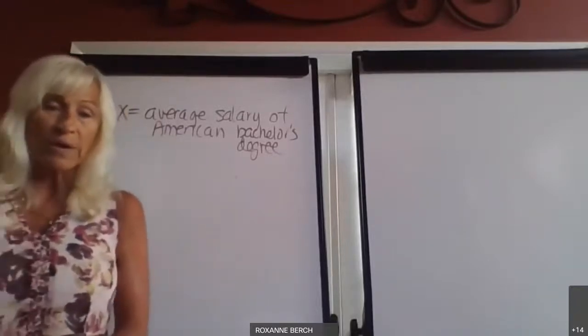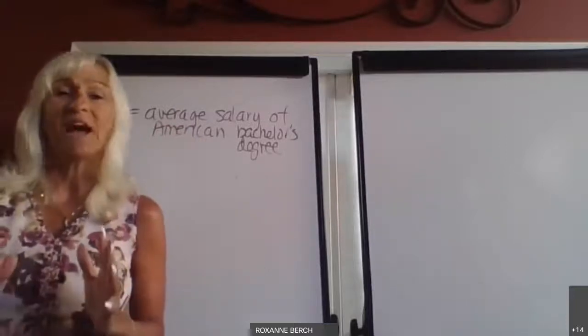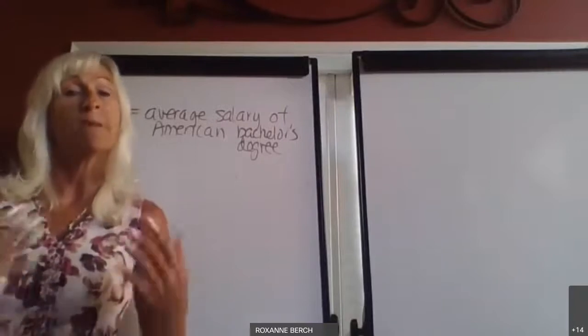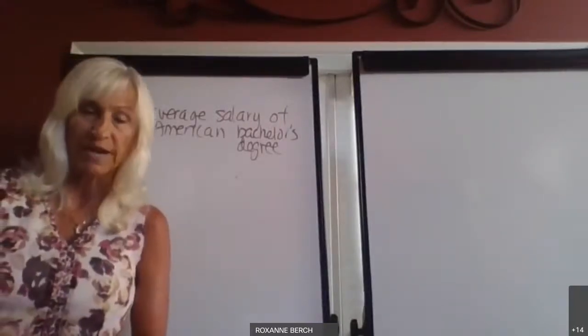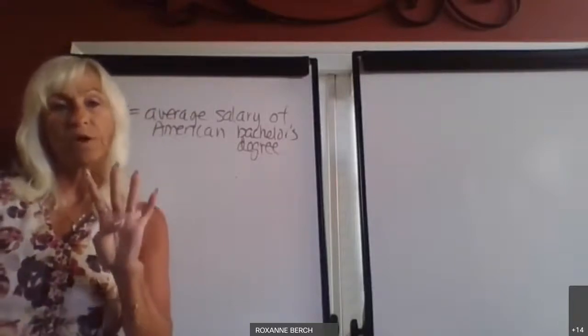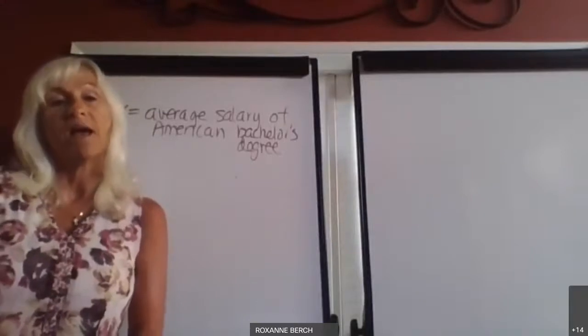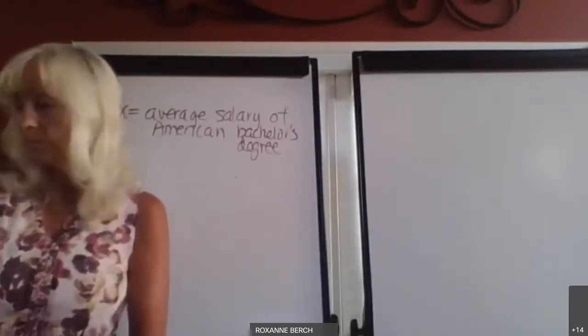So an AA degree in today's world is good, but it's not as good as a bachelor's degree. Most businesses, most companies, corporations are looking for a bachelor's degree, and that's a four-year degree. So the AA or associate's degree is a two-year degree. A bachelor's degree is a four-year degree.